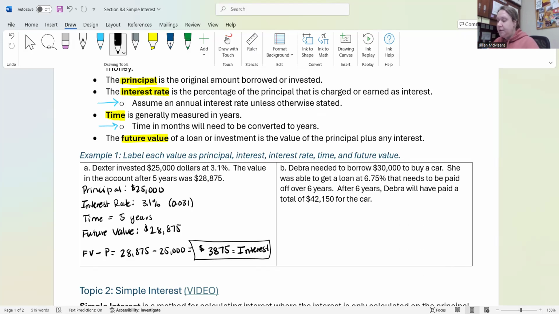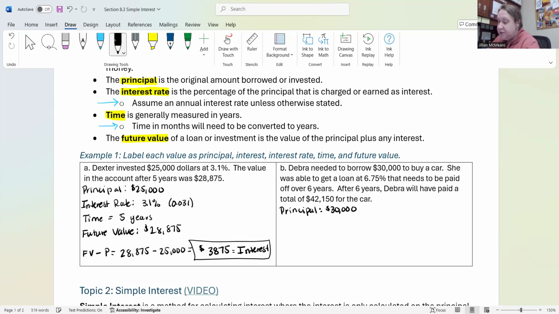Okay. Next up for part B, we have Deborah needed to borrow $30,000 to buy a car. She was able to get a loan at 6.75% that needed to be paid off over 6 years. After 6 years, Deborah will have paid a total of $42,150 for the car. Okay, so let's go through this piece by piece. First of all, the $30,000. The first number we see, that is the principal. So that is how much Deborah initially borrowed.